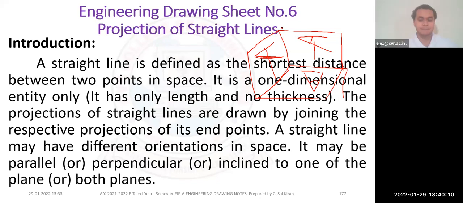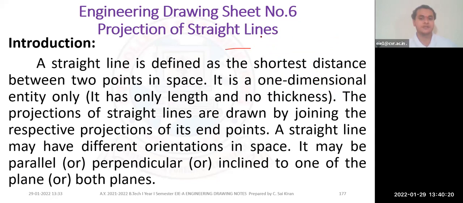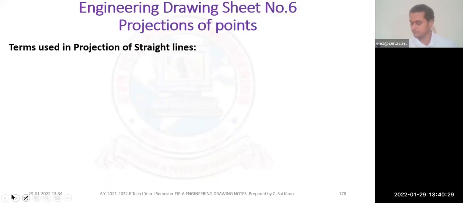The orientation can be parallel, perpendicular, or inclined to one plane or both the planes. So these things you have to remember. A line can be horizontal, perpendicular, or inclined to any of the planes. I will show you how those inclinations work, so everyone watch the video. I am stopping the share. Watch my video carefully.